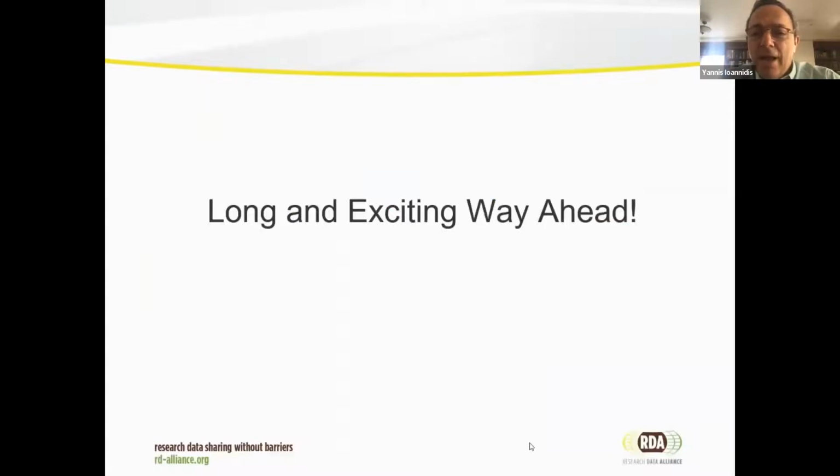So a very small glimpse, an abstract view of the kinds of technological issues we'll be dealing with. It's a long and exciting way ahead. And personally, I'm truly looking forward to getting going on this. And we need all of you. We need the entire community to participate from the health side, from the technology side, and so on, to bring this to reality. Thank you very much.